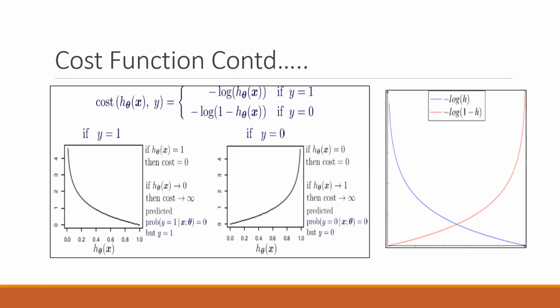You can see here. अब इसमें क्या हो रहा है? Try to understand. So this blue line is for minus of log h. So minus of log h theta x is a cost function when y is equal to 1. So when y is equal to 1 and you put the values here and you try to solve, so what do you get? Look at this one, y equal to 1.